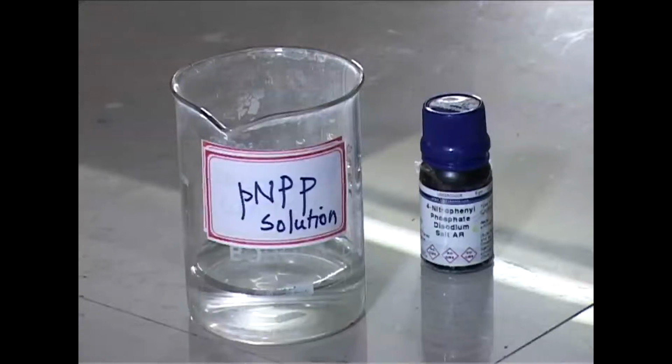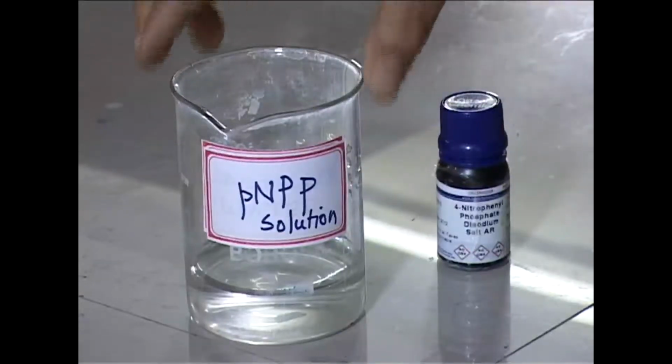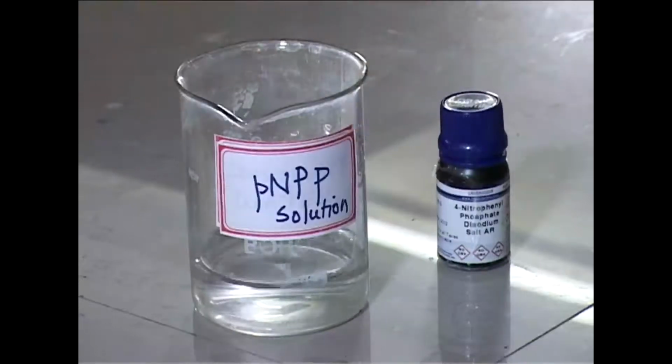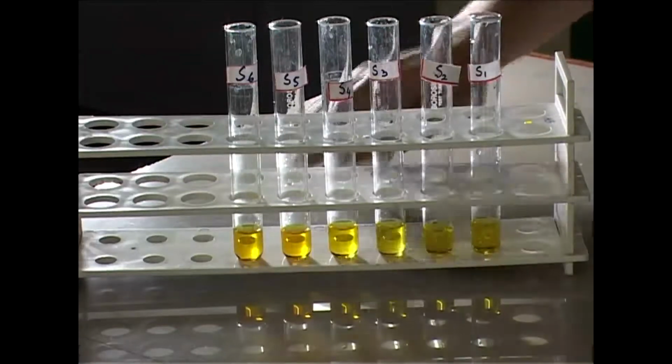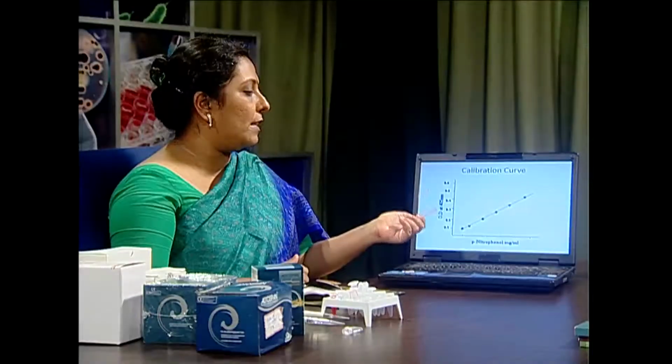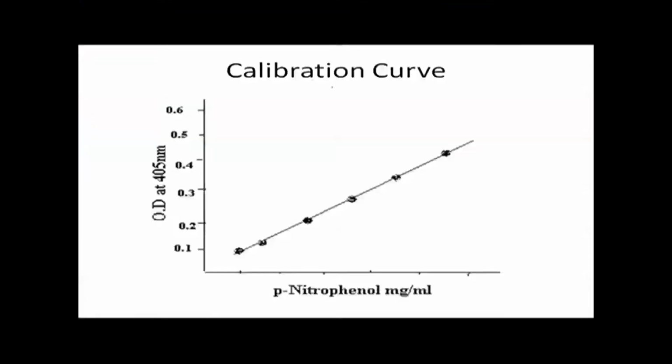The artificial substrate paranitrophenyl phosphate is taken, which is dissolved in the buffer at pH 10. Now, upon the action of alkaline phosphatase, it gives rise to paranitrophenol and inorganic phosphate. This particular organic compound paranitrophenol has absorption at 405 nanometer. It is yellow in color. So, if you prepare the standard curve for different concentrations of paranitrophenol, which is also provided by the kit, and you have the corresponding absorption or OD, you can prepare a standard curve.